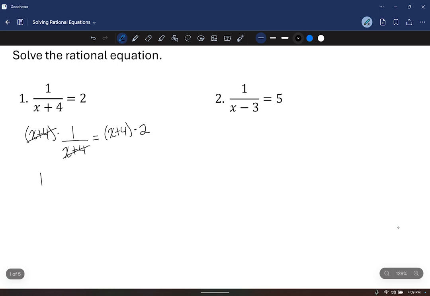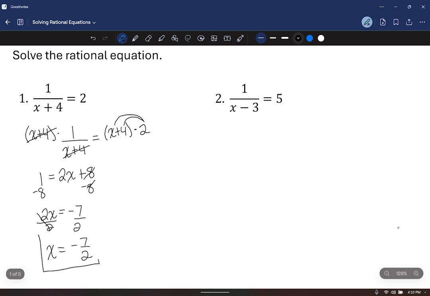cancel, leaving me with 1 equals, and then I need to distribute, so 2 times x is 2x, and 2 times 4 is 8. Now I just solve for x, so I'm going to subtract 8. That gives me 2x is equal to -7, divide by 2, and x is equal to -7 halves. Now remember, the only x value that would be excluded would be -4, so this x value is fine.